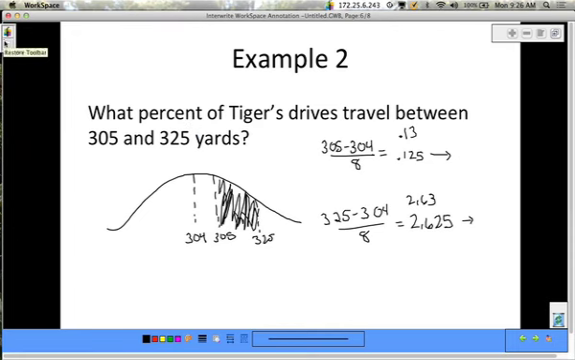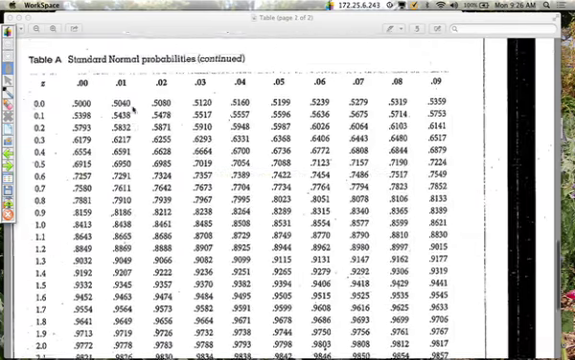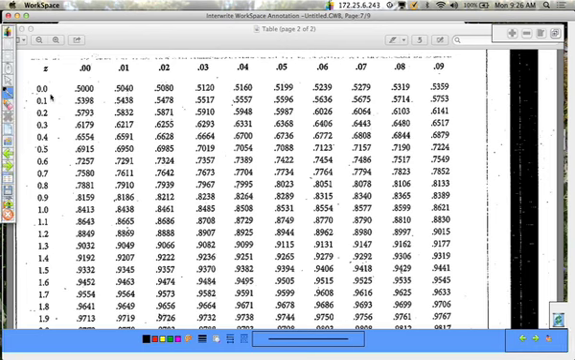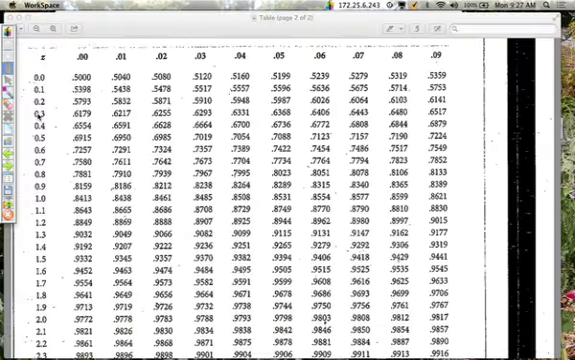So alongside of our chart here, 0.13. Let's see, 0.13. So we have 0.5517. So if we go back here, draw in our picture, we know this area is 0.5517, a little over half, and then we need our 2.63.